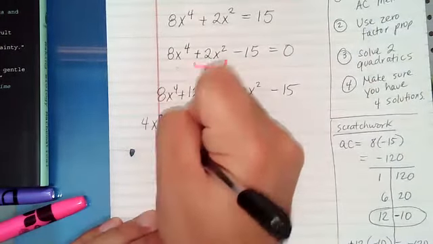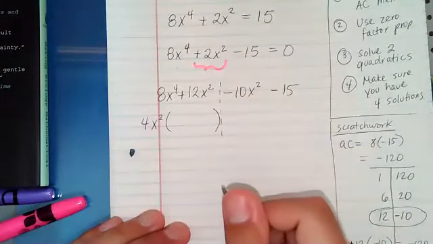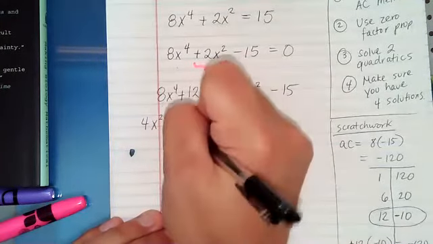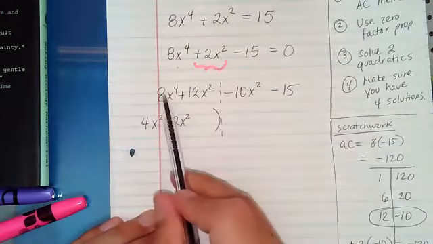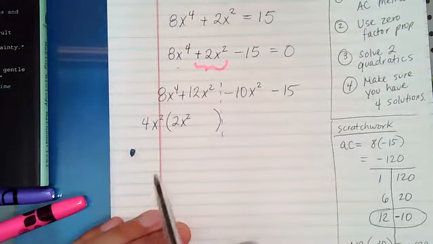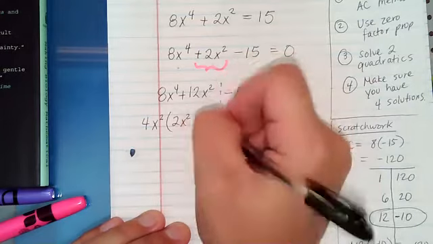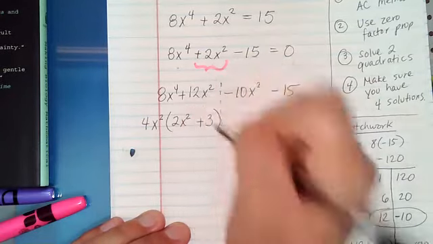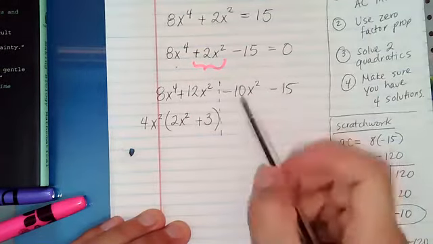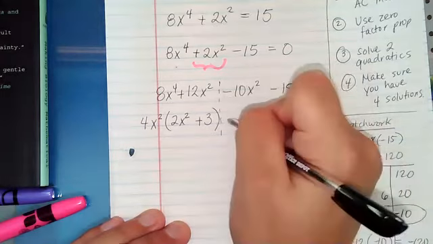4x squared. So that means I would need a 2x squared there, to get the 8x to the 4th back. And then I would need a positive 3 there. On the other side, both are negative, so I'm going to factor out a negative.